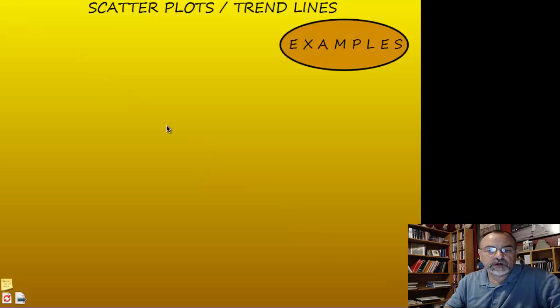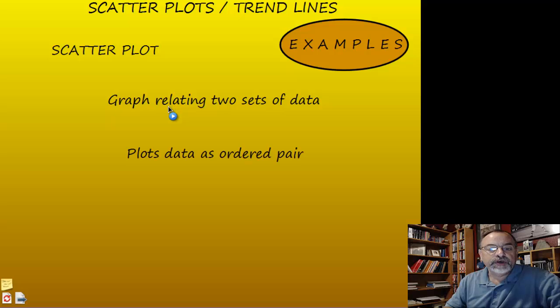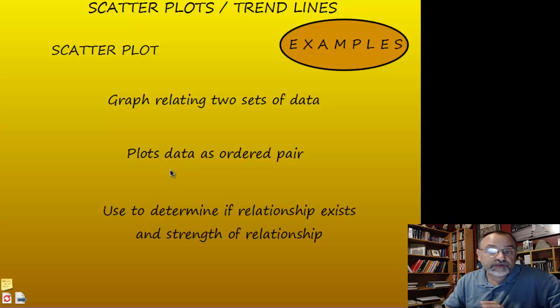solving those word problems. Now, a scatter plot, maybe you've heard this before, maybe not, but a scatter plot is just a graph that relates 2 sets of data. You have 2 sets of things you want to compare and see if there's a relationship between them. You can plot that data on a graph as an ordered pair, and then you can use the picture that you get from that to determine if there is a relationship between the 2 sets of data and how strong that relationship is. It's kind of an introduction to stats, so to speak.